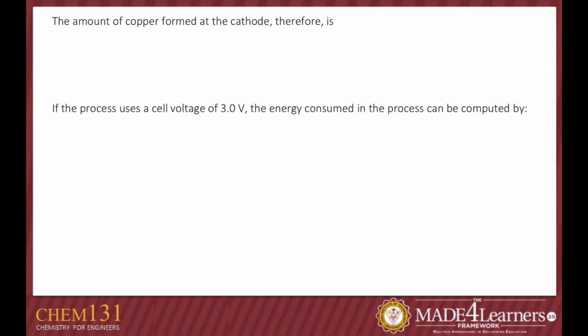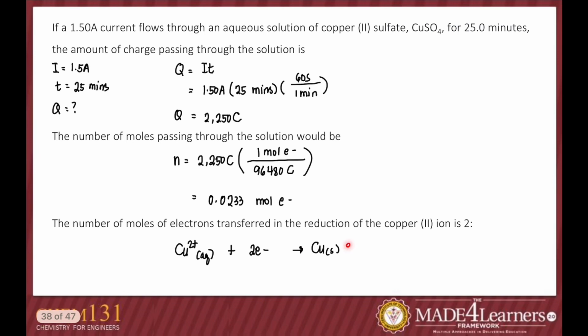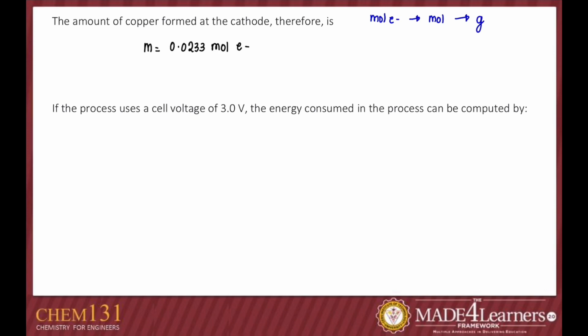The amount of copper formed at the cathode therefore is, so from N, we will solve for the mass. So the mass is equal to, what is N? It's 0.0233 mole electrons transferred. So this mole electrons, we will convert to mole of copper, and then from mole, we convert to grams. So, what is our conversion factor from mole electrons to mole? That is our half reaction. We know that for every 1 mole of copper plated, 2 mole electrons are transferred. So, 1 mole of copper requires 2 mole electrons transferred.